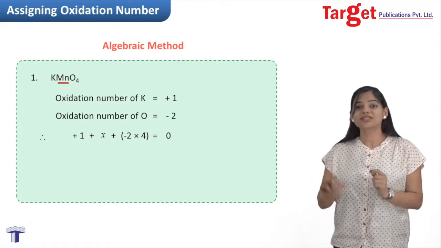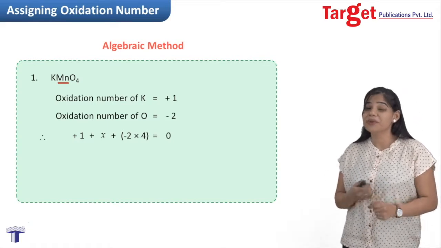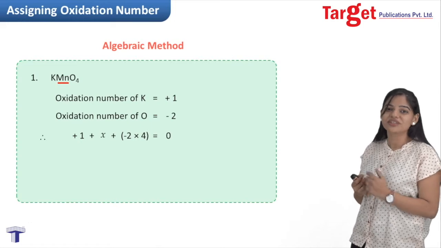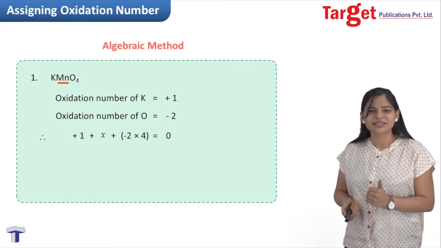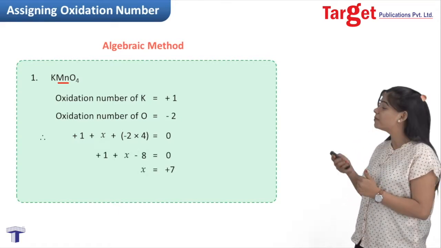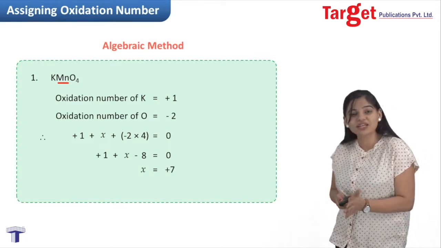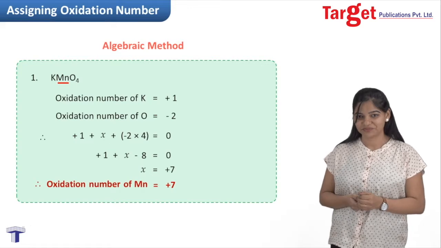And the total sum of oxidation numbers, we take it as 0. Students, you do remember rule number 7, where we say if the molecule is neutral, we take the oxidation number as 0. So by simple mathematics, the value of X comes out to be nothing but +7. Yes, so manganese has lost here 7 electrons. So the oxidation number of manganese is +7.